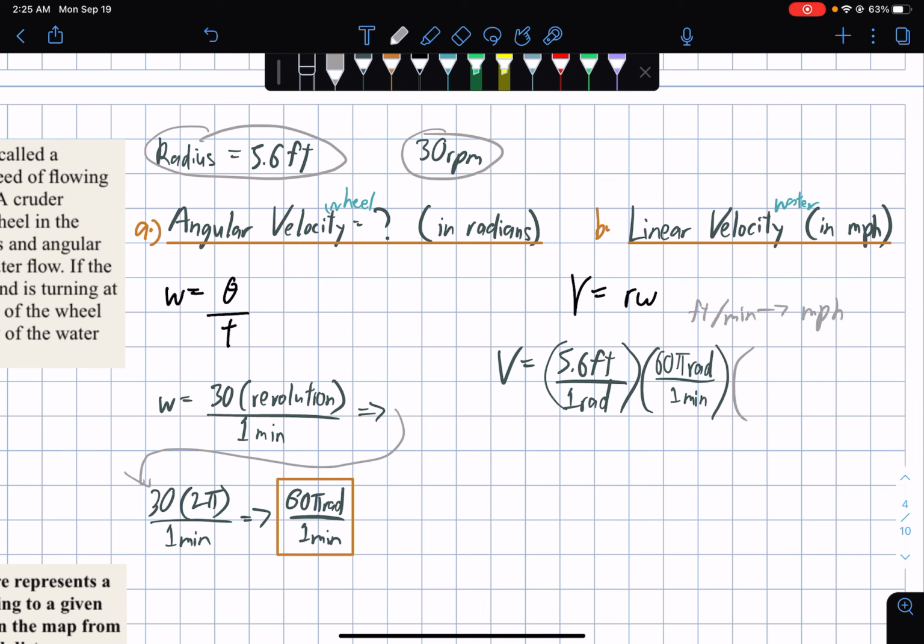So let's start canceling. Minute, feet, rad. And what we get right now is V is equal to 11.995 miles per hour, or approximately 12 miles per hour.